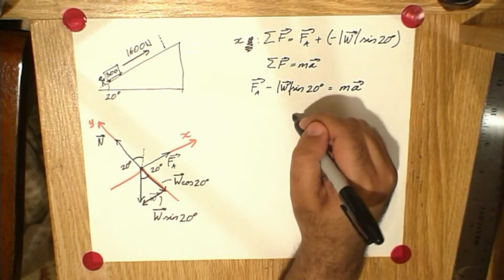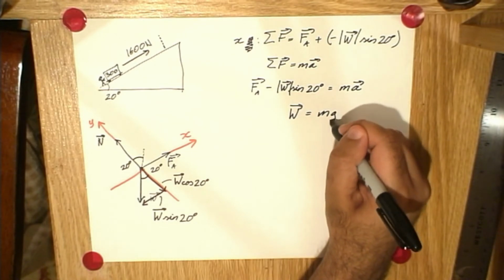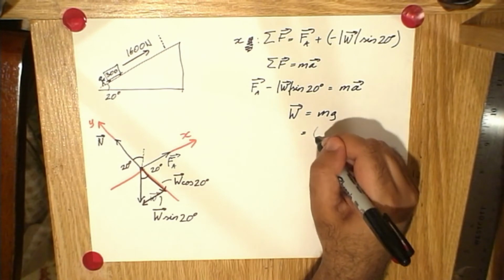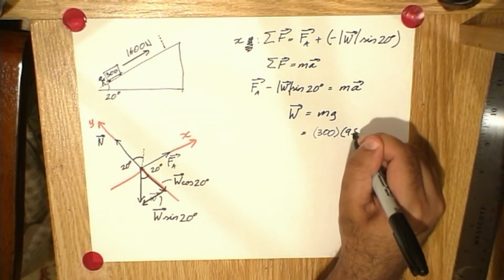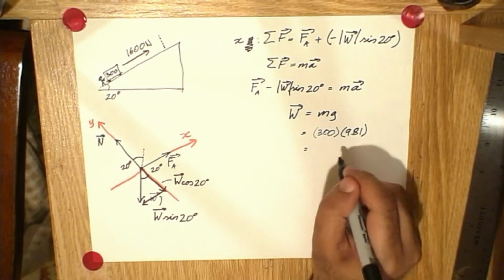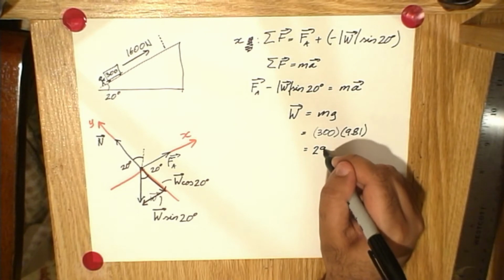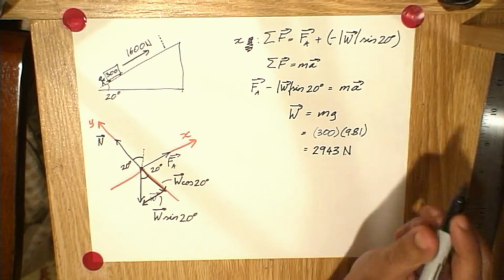Now, let's solve for the weight. Weight is equal to mass times gravity, which is equal to mass, it was a 300 kilogram piano, times gravity, which is 9.81. That's going to work out to 2,943 newtons.